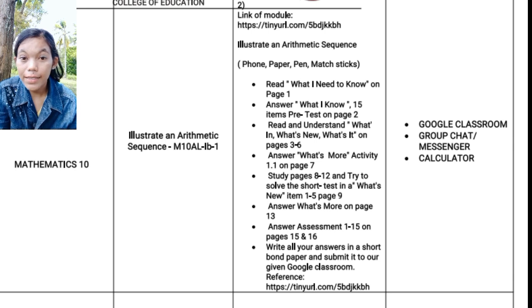Bisan daghan tag activity na, nahuman na nato ang activity 1.1, ug sa activity 2 naa dayon diha pero gagmay ra na siya nga mga item, 1 to 5 kasagaran ra gyud. And write all your answers in a short bond paper. That is why you are required to have a paper or bond paper and submit it to our Google Classroom.